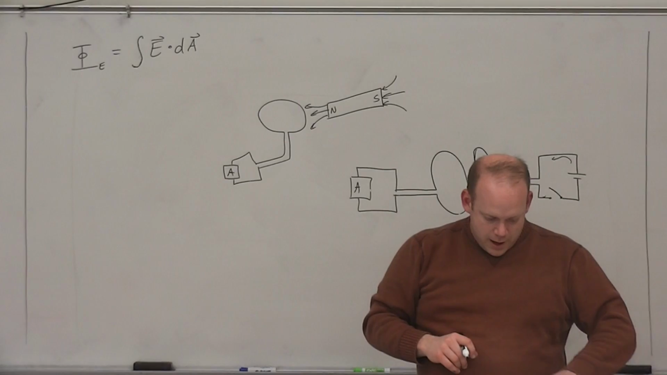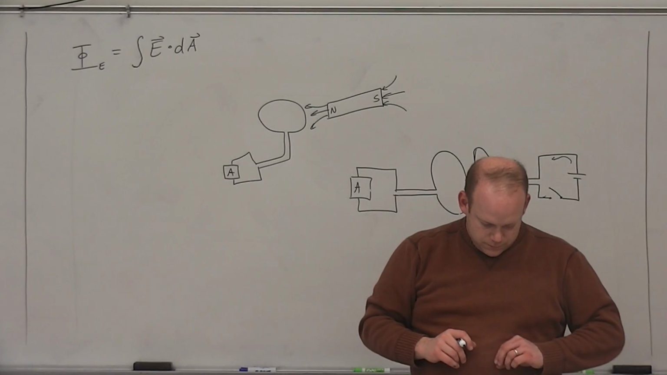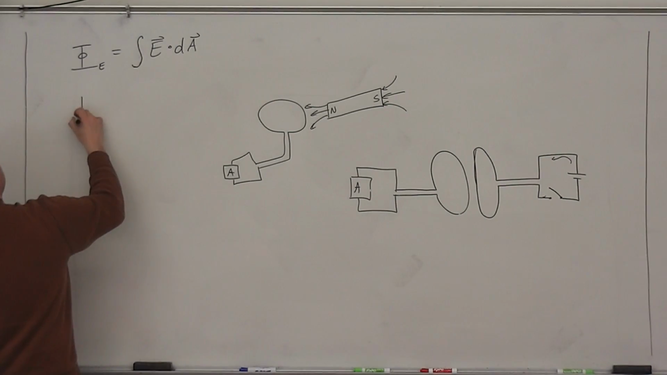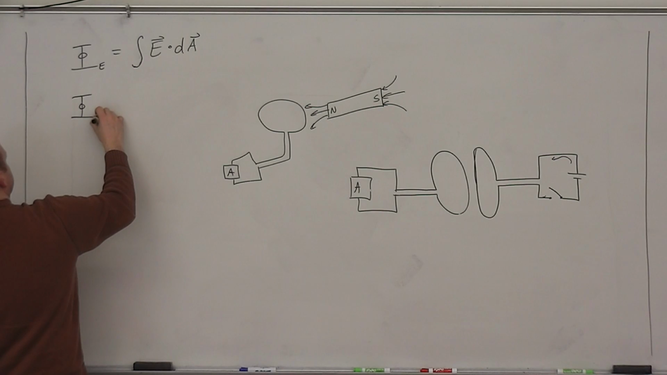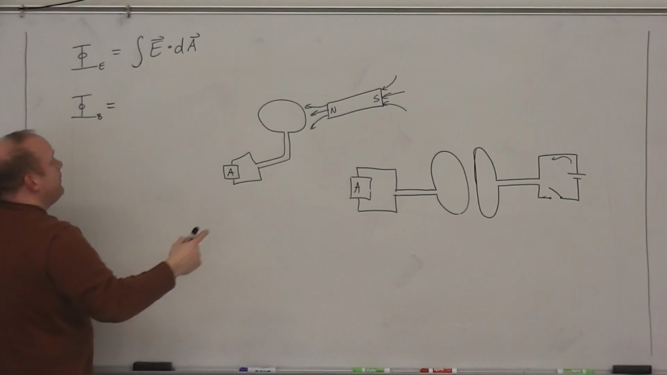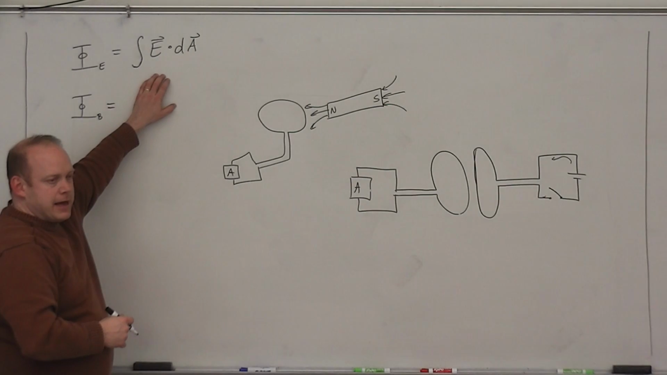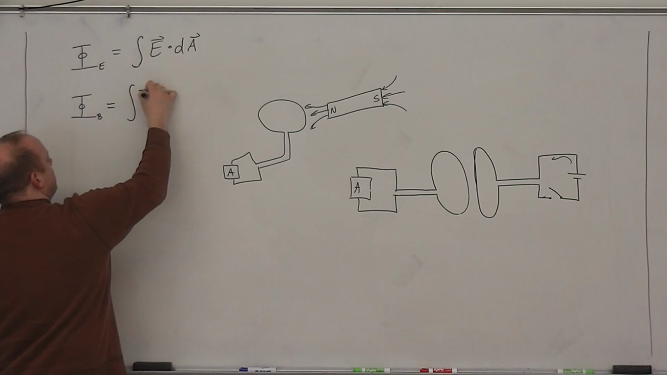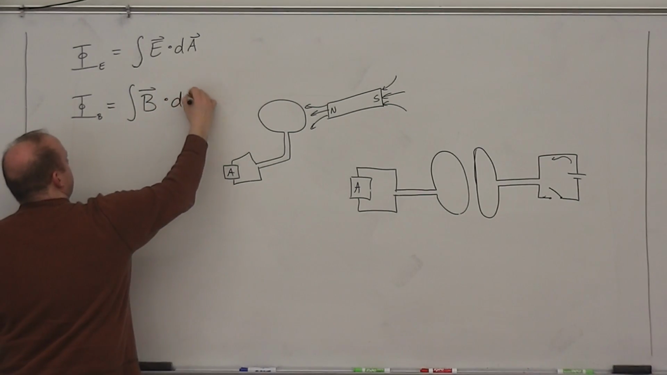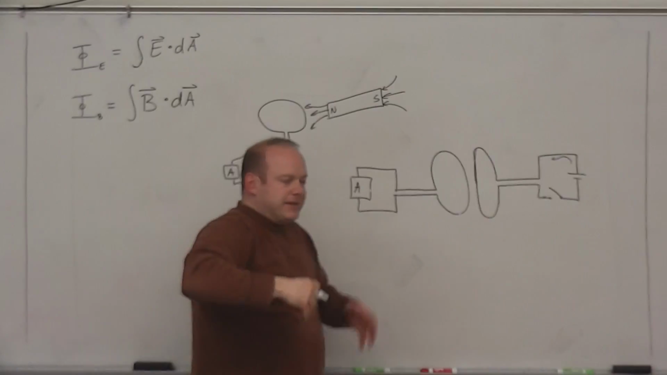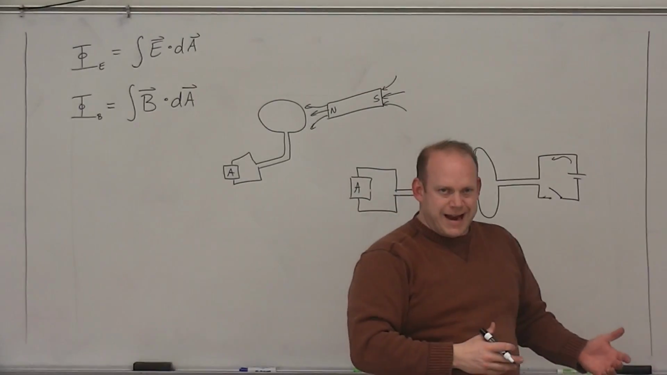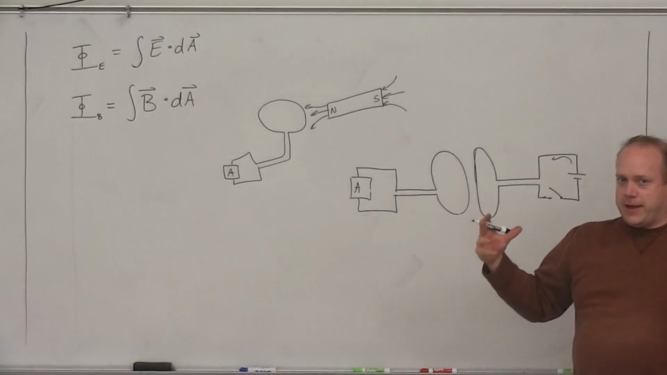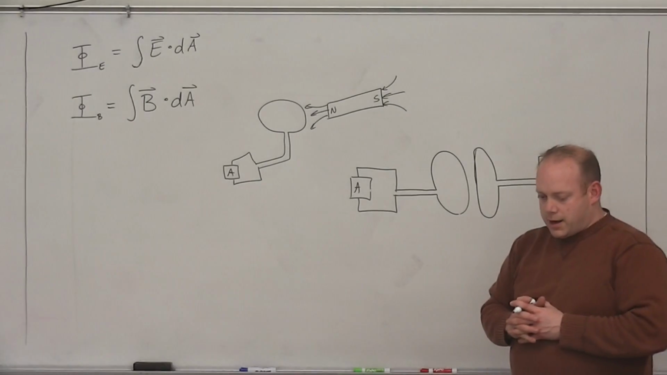Now, for magnetic flux, it's the same thing. If electric flux is E dot dA, what do you think magnetic flux is going to be? B dot dA. It's the amount of magnetic field that goes through an area. That's all it is. Electric flux, same idea. It's the amount of electric field that goes through a particular area.